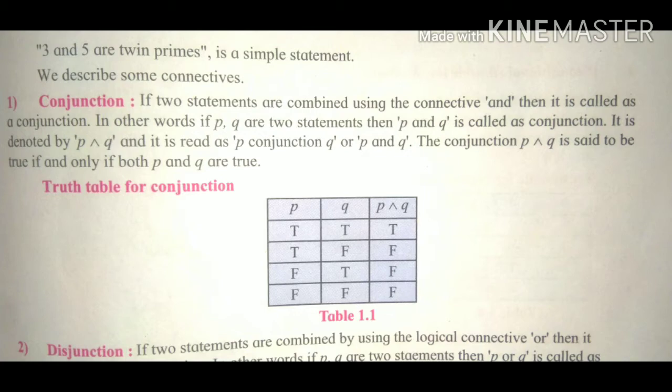In the truth table, we have to only remember that if both the statements have truth value true, then the conjunction of the statements is true. Otherwise, it is false.